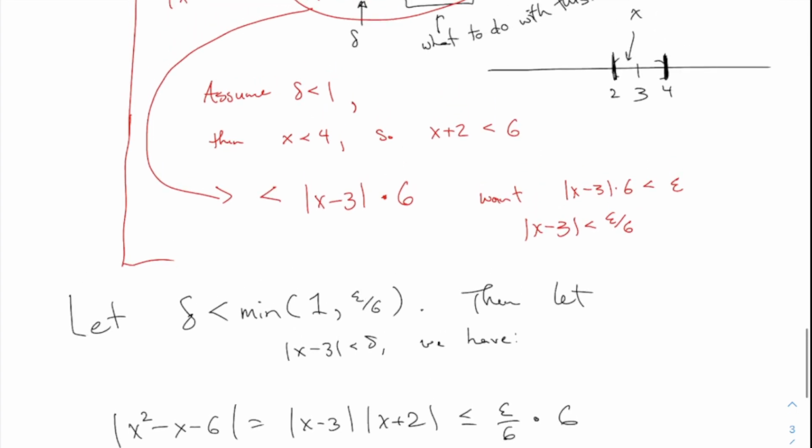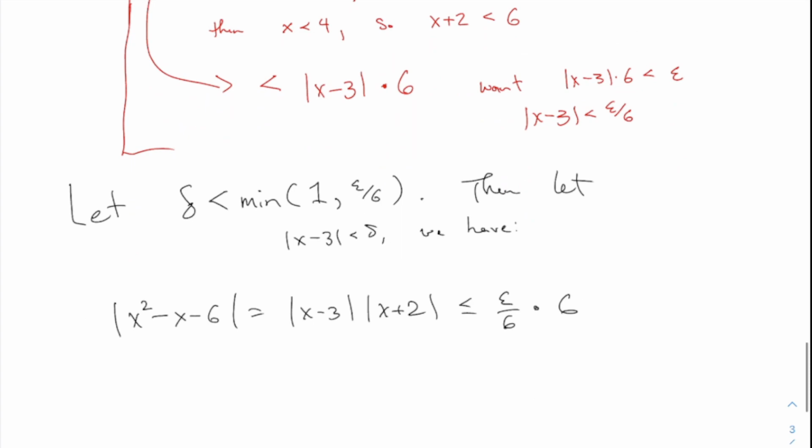Actually, this could be a strict less than. It doesn't have to be less than or equal, but it doesn't really matter. No, actually, I think it does matter. Less than, because I want to say eventually it is less than epsilon, right? The |x minus 3| part is smaller than delta, and for that I use epsilon over 6. And then the |x plus 2| has to be less than 6 because of arguments that we said in red there. All right.